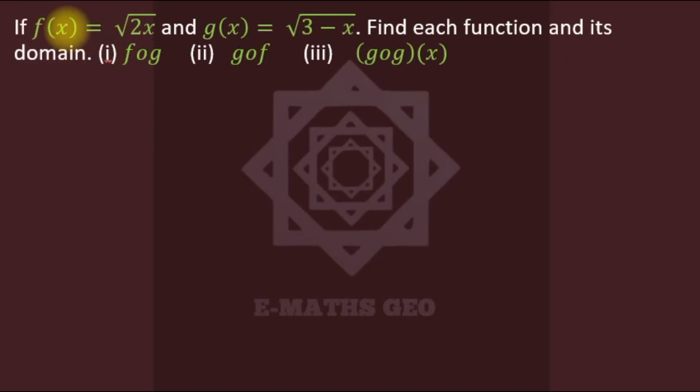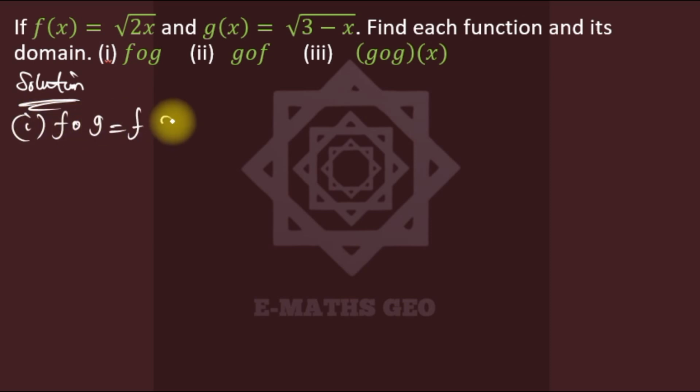We're asked to find each of these composite functions and their domains. We should find the function and its domain. So the first one is f composite g, which is f of g of x. So g of x is this, f of x is that.